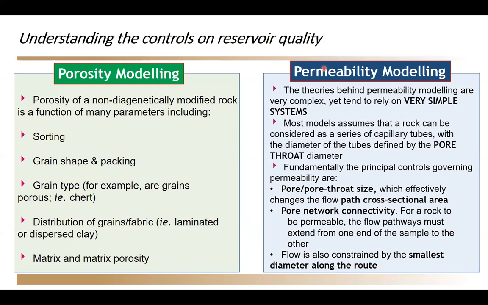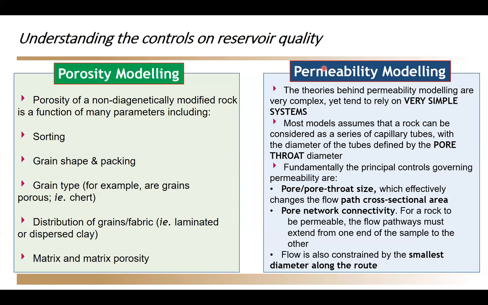As we know, the theory behind the permeability modeling may be complex, but actually it's very simple. The permeability modeling needs to convert my bed into a tube. Very simple, into a tube. The diameter of this tube is known as the pore throat. So I need to identify the parameters that control these tubes. I need to identify the pore throat size. And what parameter will control this pore throat size?